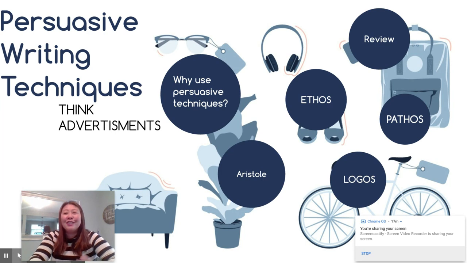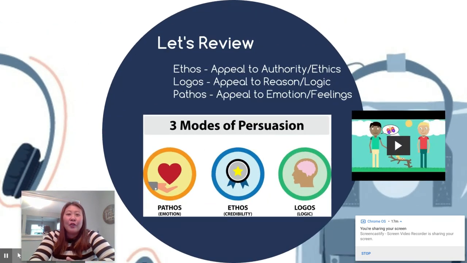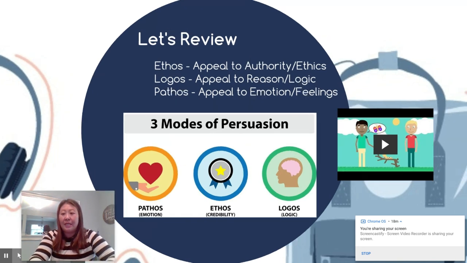Okay. So let's go to the review here. The 3 persuasive writing techniques are ethos, appeal to authority; logos, appeal to reason; pathos, appeal to emotion. And I love this little clip art, because this shows you the heart for pathos. Here's a little ribbon for ethos, credibility, and logos, your brain, okay, logic. So let's just watch this last review video on all 3 types of persuasive writing techniques.